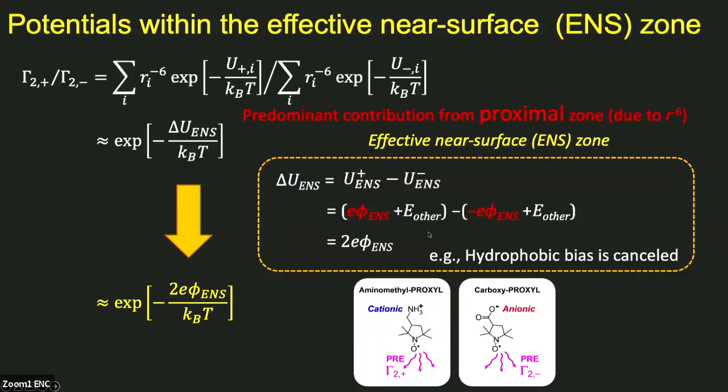So basically, if there are some differences between these two compounds and they are not canceled by this one, such effect may contribute to the observed PRE ratio. But if they are minor, the major contribution should be electrostatic. That is basically a sort of assumption, and this assumption seems to be working pretty well. That's all I can say. Okay, thank you.